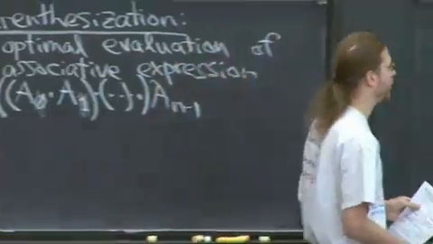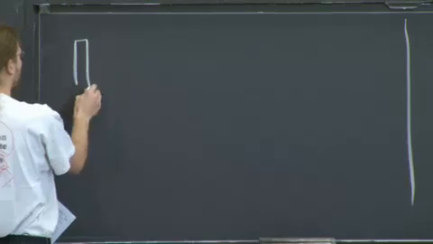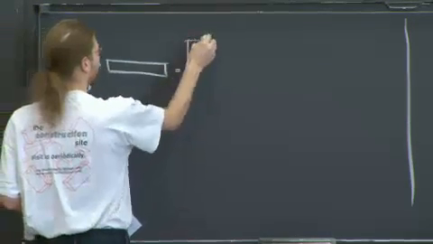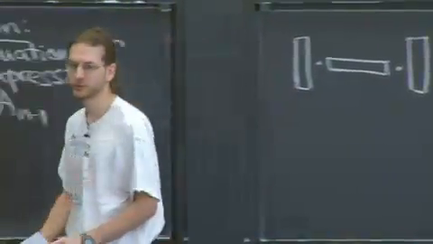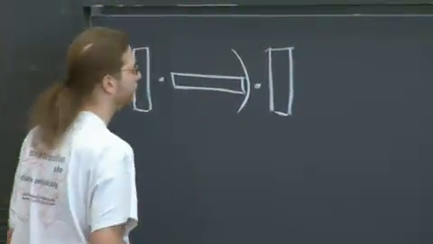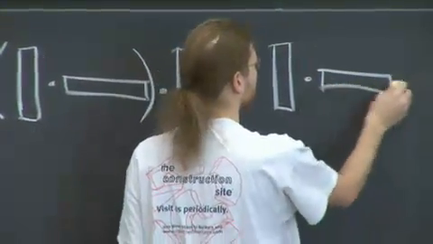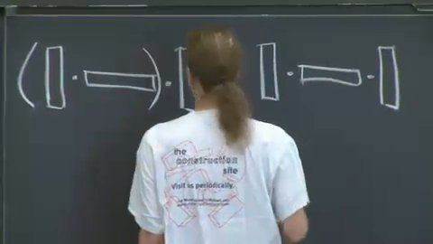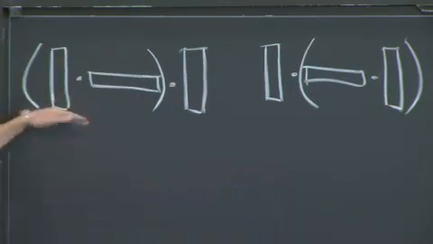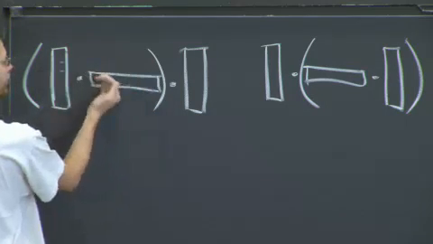So let me draw a simple example. Suppose I have a column vector times a row vector times a column vector. Okay, there are 2 ways to compute this product. One is like this, and the other is like this. Okay, if I compute the product this way, it's every row times every column, and then every row times every column, and every row times every column.